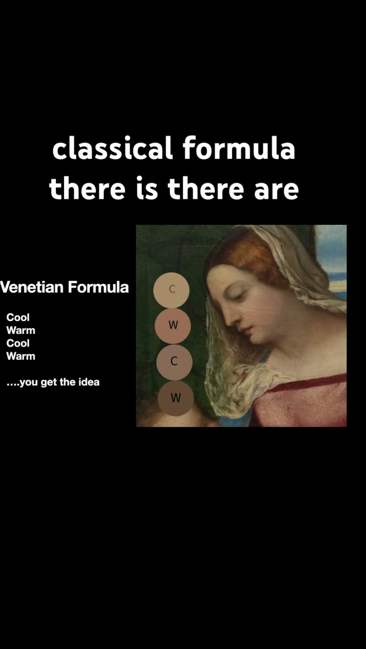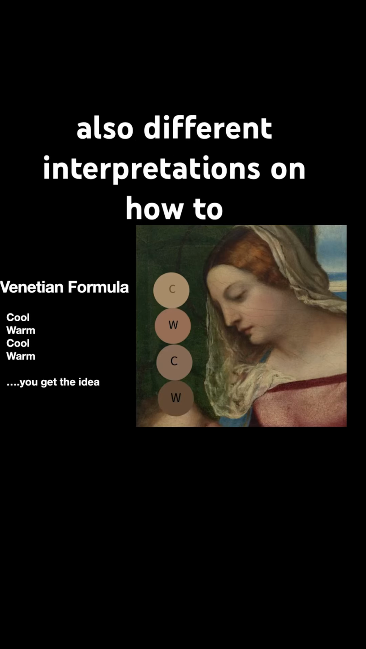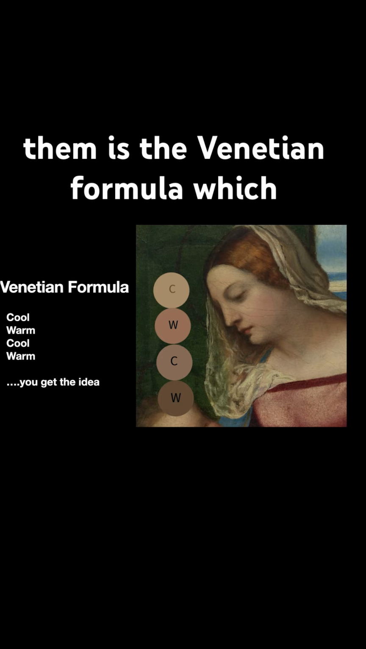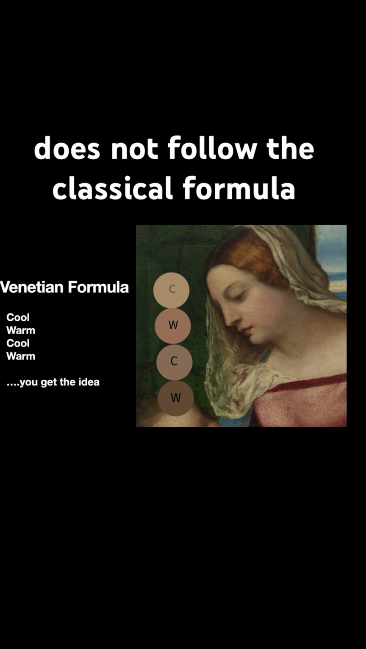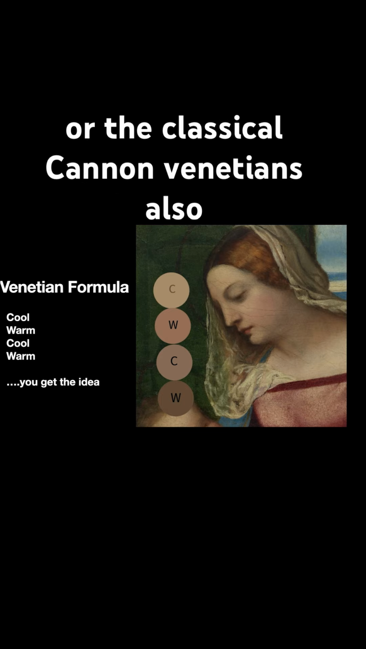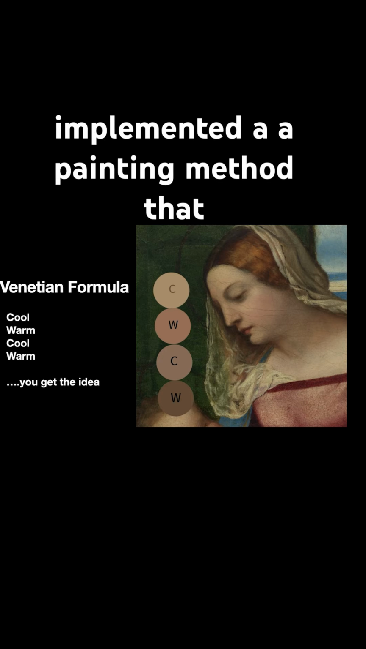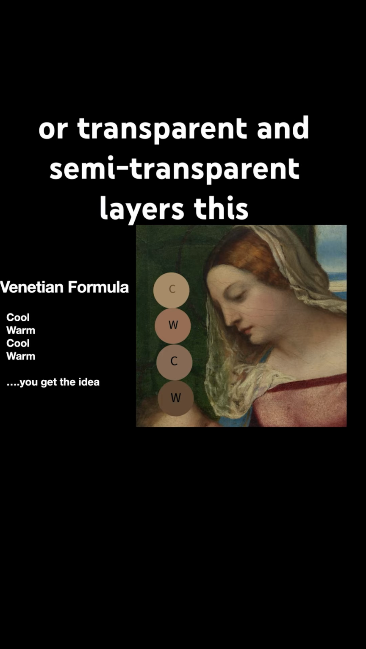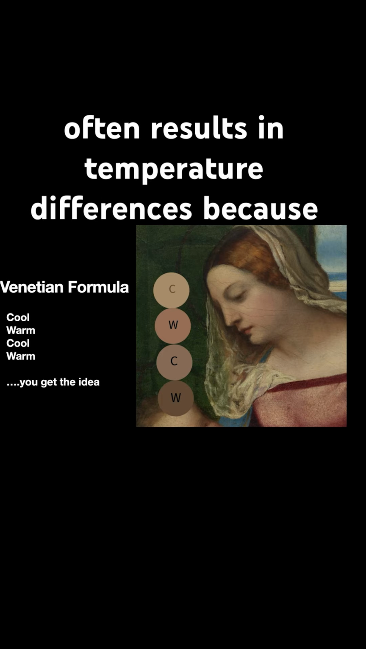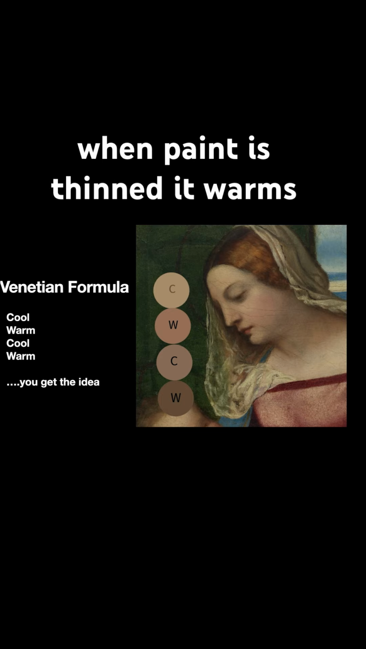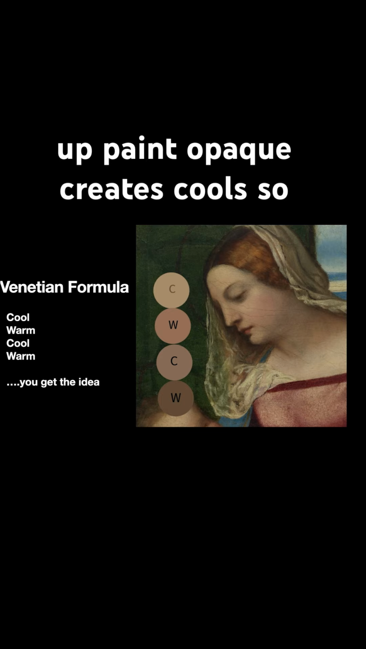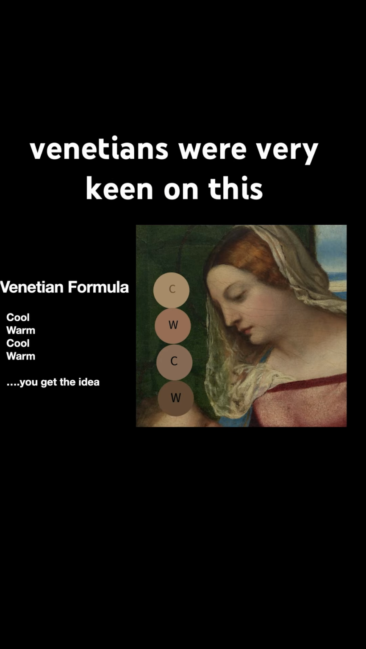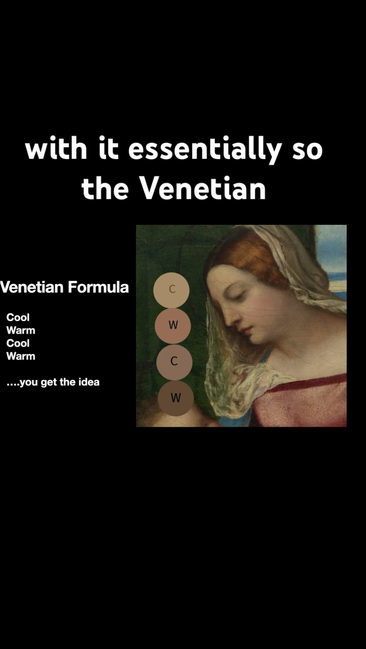Classical formula, there are also different interpretations on how to handle temperature relationships, and one of them is the Venetian formula, which does not follow the classical formula or the classical canon. Venetians also implemented a painting method that does implement glazing and scumbling, or transparent and semi-transparent layers. This often results in temperature differences because when paint is thinned, it warms up. Paint opaque creates cools. So Venetians were very keen on this and really took it and ran with it, essentially.